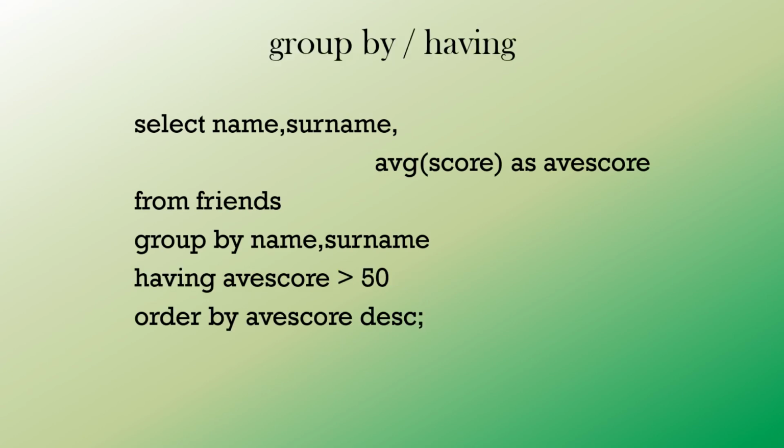Here we've got similar SQL code, but we're going to use GROUP BY name and surname with HAVING average score greater than 50. So rather than use WHERE, if we've got a GROUP BY, we use HAVING after the GROUP BY.